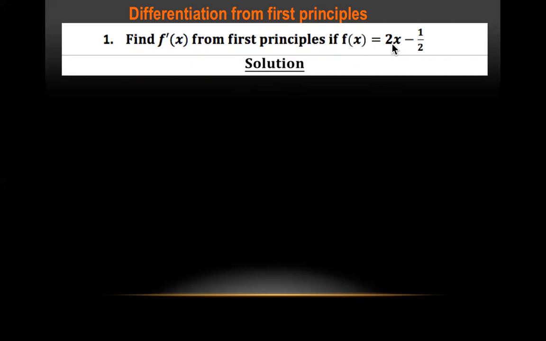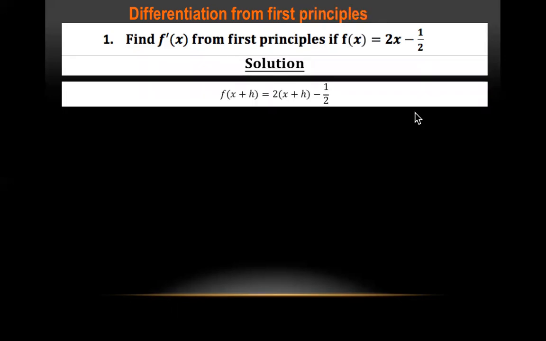And if you remember the graph that we spoke about, f of x here is your y1. So we already have y1, which is 2x minus 1 over 2. So now look at it. I need to find the y2. Now in the y2, if f of x is y1, then f of x plus h becomes the y2.